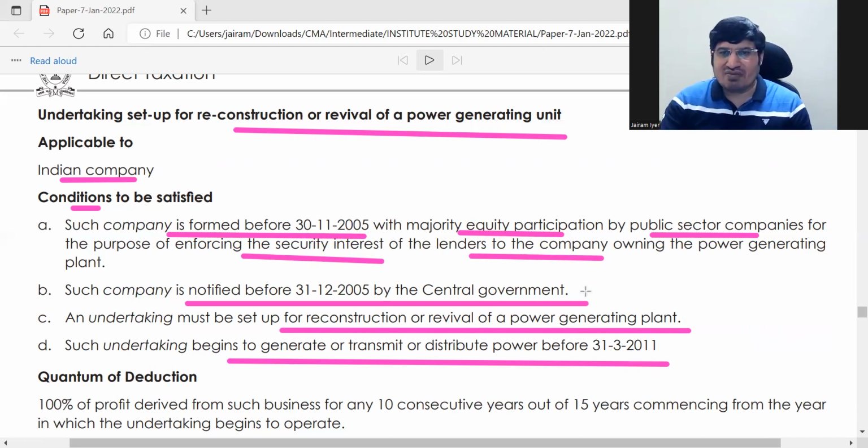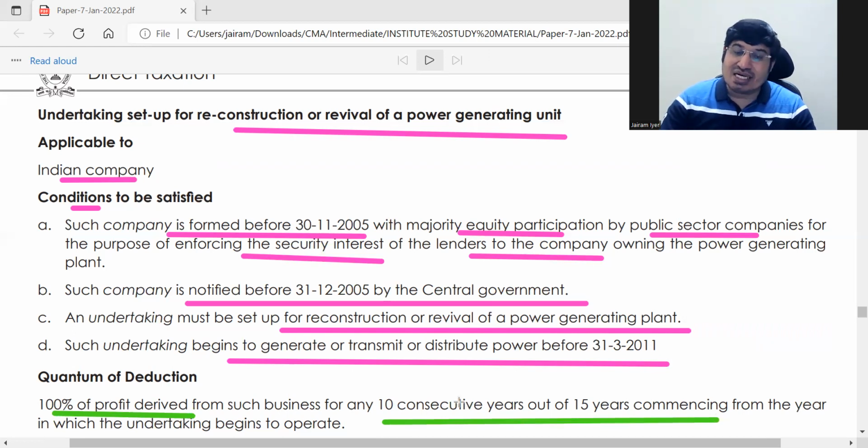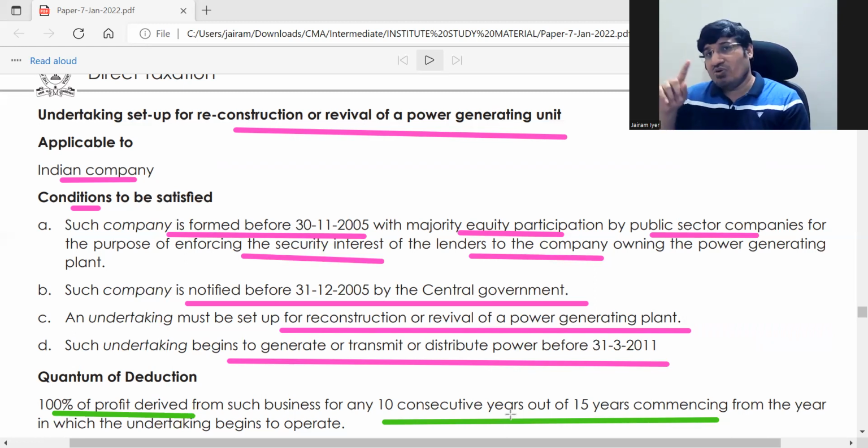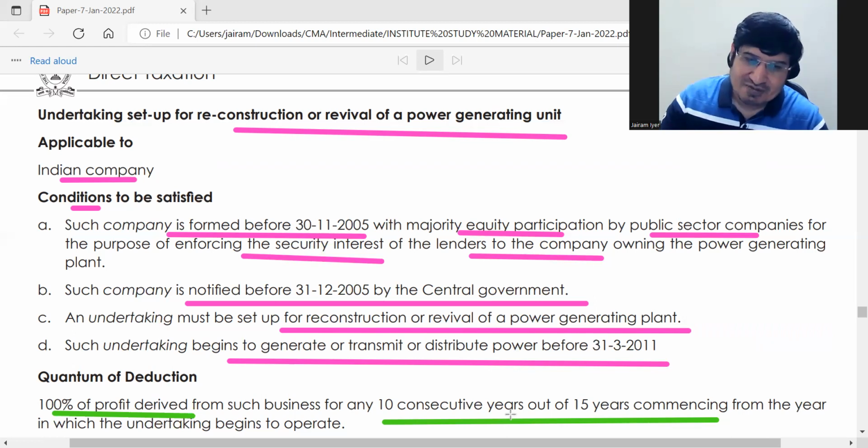Okay. What is the deduction, which we already know, that 10 out of 15 years. 100% of the profit for 10 out of 15 years. Remember, it is 10 consecutive years. यानी ऐसा नहीं है कि in 15 years you can take 1 year now, leave next year, then take the third year. Like that you cannot do. It will be any 10 continuous years. You can do from 6 to 15 years, that is fine. You can do from 1 to 10, you can do from 2 to 11. But it has to be continuous. चलो, so ये बस इतना ही है यहाँ पे.